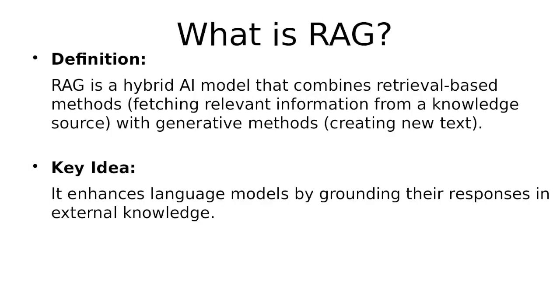So first of all, what is RAG? RAG is a hybrid AI model that combines retrieval-based methods, fetching relevant information from a knowledge source, with generative methods, that is creating new text. So basically there are two things. One is traditional retrieval, like searching a text from a database or from a PDF file, right? So we'll have some knowledge base. From there we can do the search to get the required information. That is fetching relevant information from a knowledge source, that is retrieval.